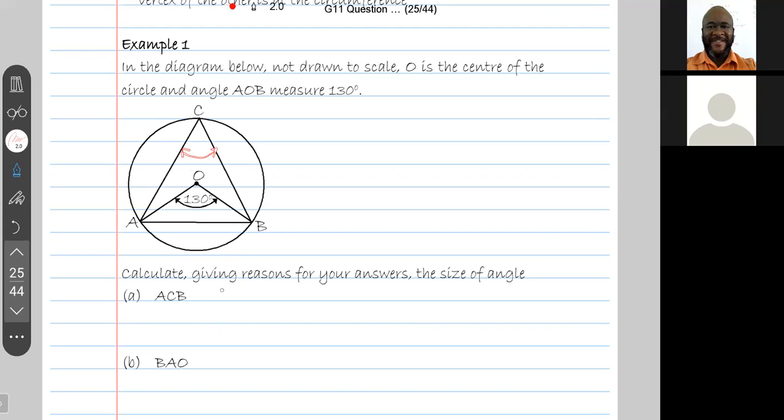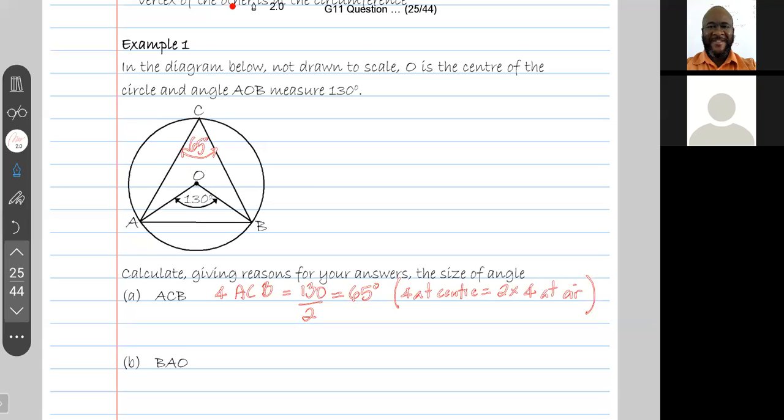Now, angle ACB is equal to 130 divided by 2, which is equal to 65 degrees. And the reason for that is that the angle at the center is equal to 2 times the angle at the circumference. So in other words, the angle at the circumference is half the angle at the center. This angle here is 65 degrees.